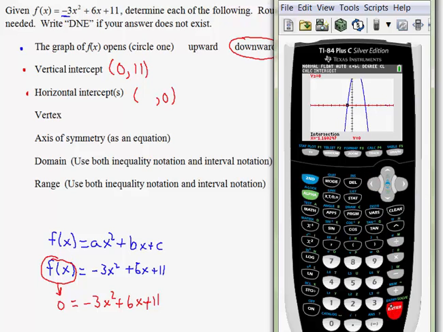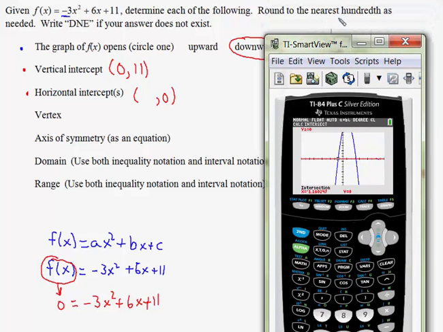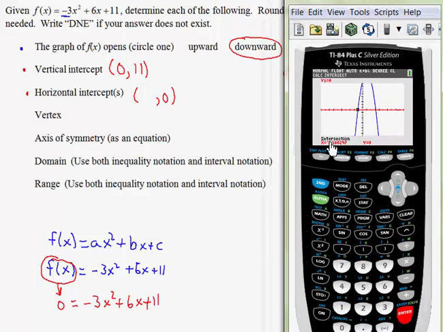If I press enter, I will get an answer to several decimal places. I was to round to the nearest hundredth as necessary, so I get -1.16.